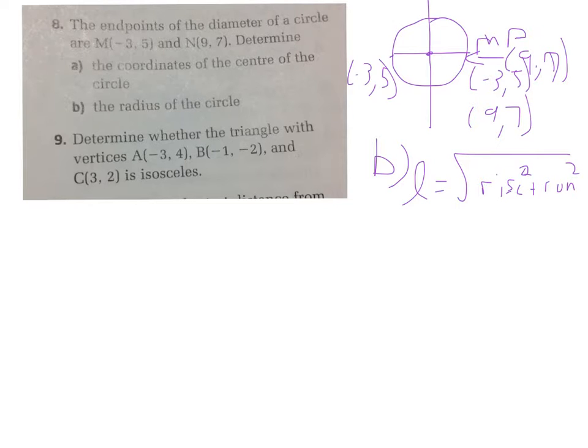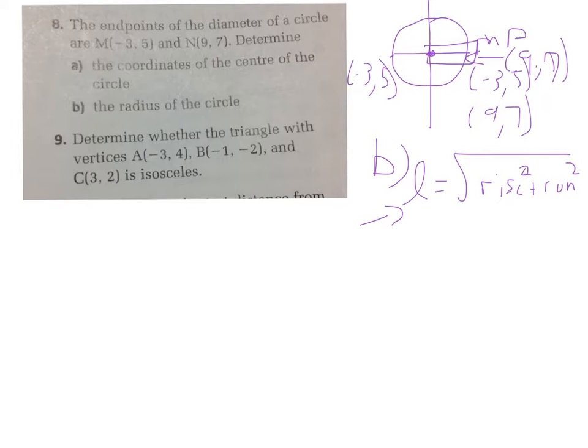Or the other way you could do it is once you've got the coordinates for the center from part A, you could just find the length of that line segment from the center out to one of the endpoints and use the same formula that I've showed you here, okay?